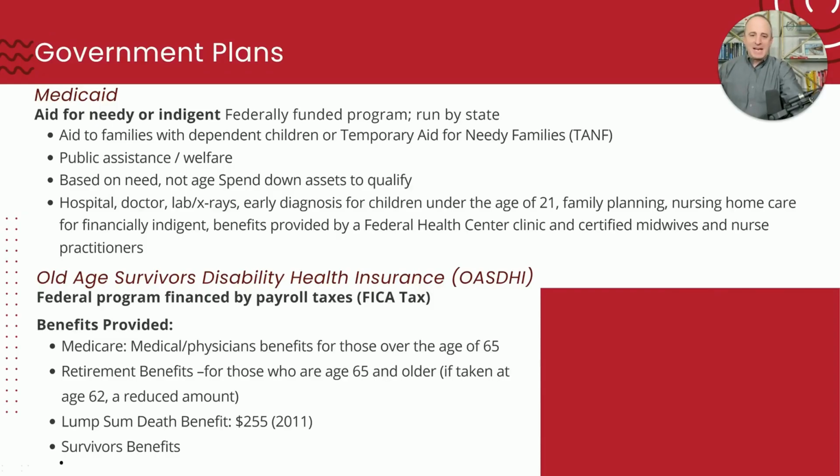All right, Medicaid is basically government-provided, no-premium health insurance for people that meet certain levels, basically poverty levels. It's based on need, not age, and you can't have a lot of assets, or really any assets, to qualify for it.